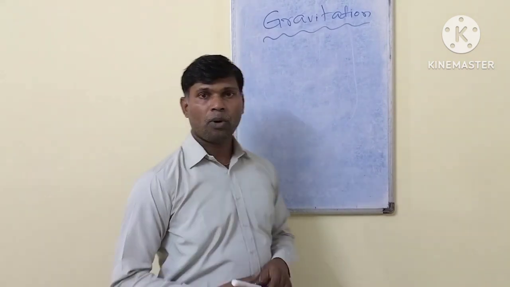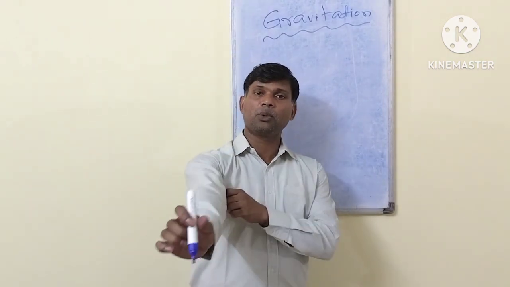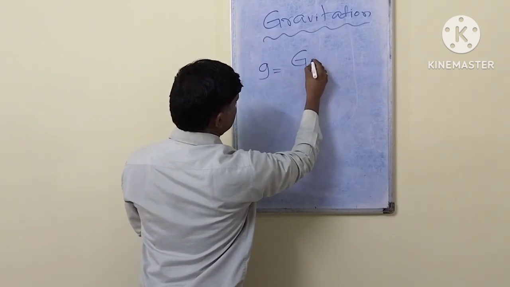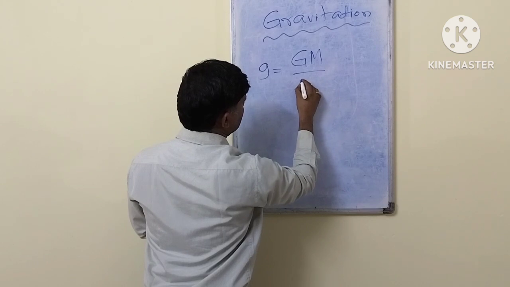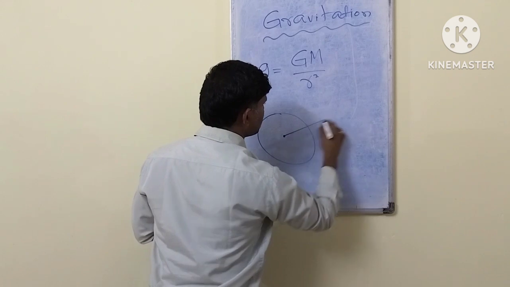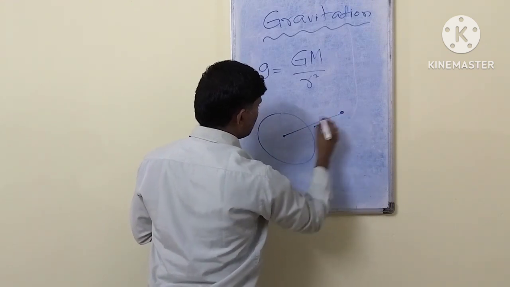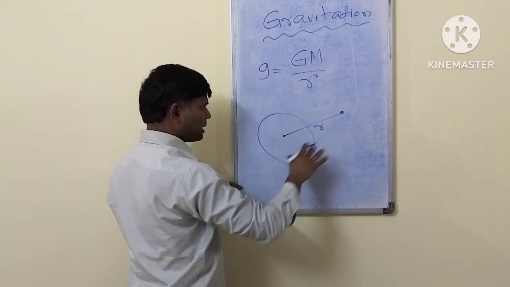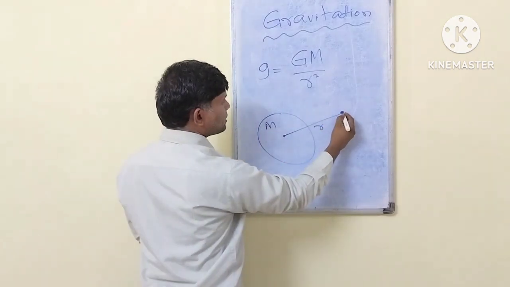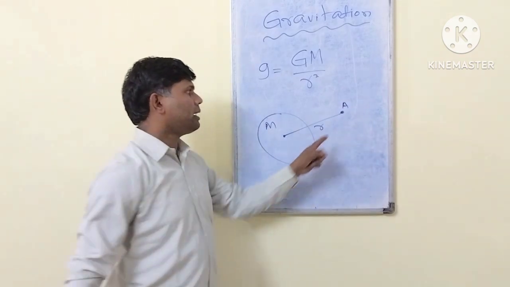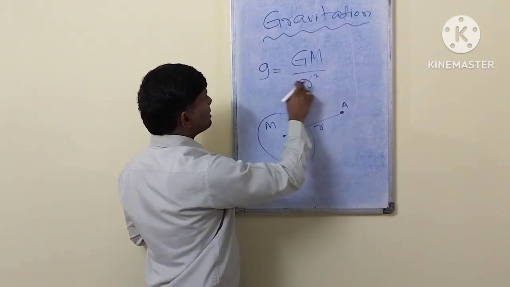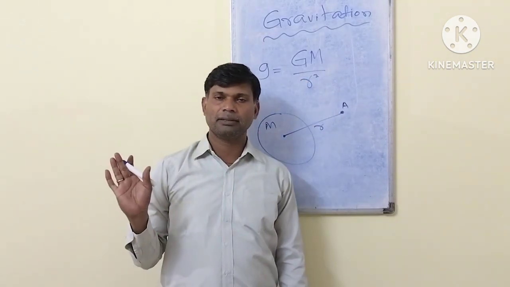Now what will we do? How g varies as you are going away from the earth. A general formula I have already written: g equal to GM by r square, at a distance of r. This is the center of the earth, and this is the mass of the earth. Suppose this is point A. At A I am going to calculate what is g. Then what happens? As r is increasing, g decreases. This is very easy.